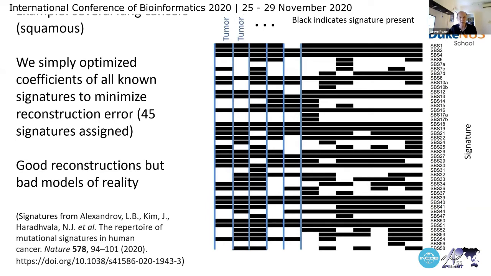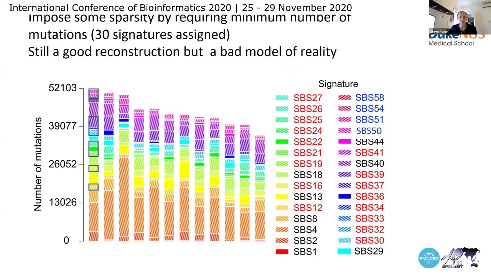So we can, of course, do better. We could impose some sparsity by just requiring a minimum number of mutations from each signature. And that gets us down to just 30 signatures assigned. It's still a good reconstruction, but it's still a bad model of reality. And in fact, the signatures in red are signatures that have never been observed in lung cancer, and their presence in one of these bar graphs is indicated by these black rectangles.